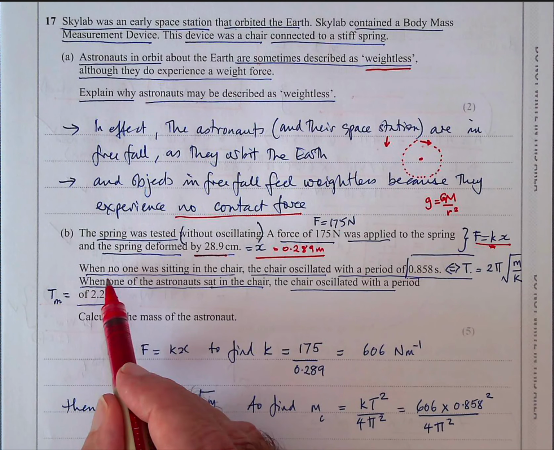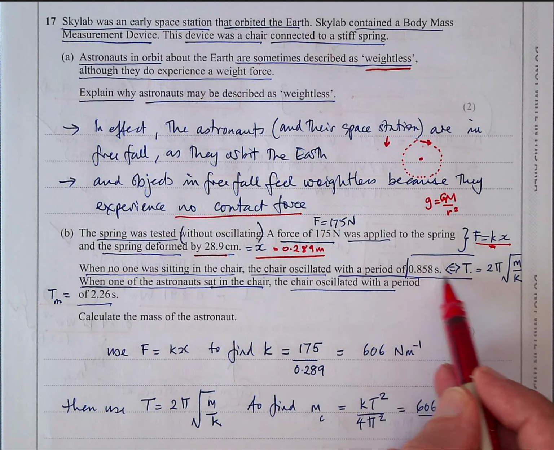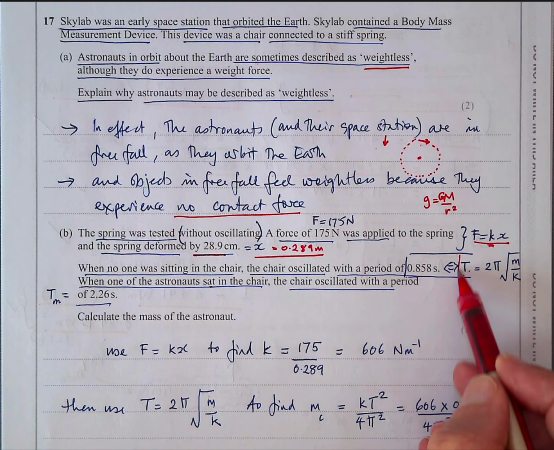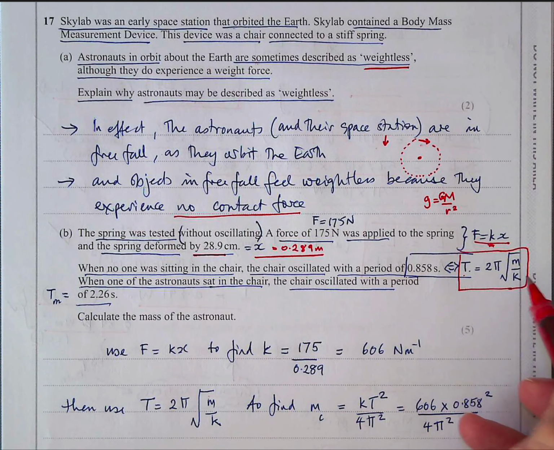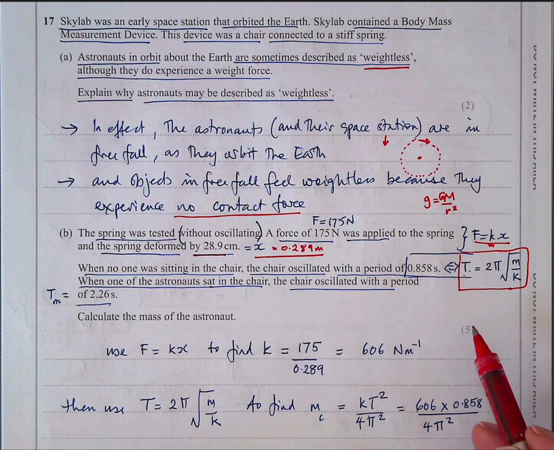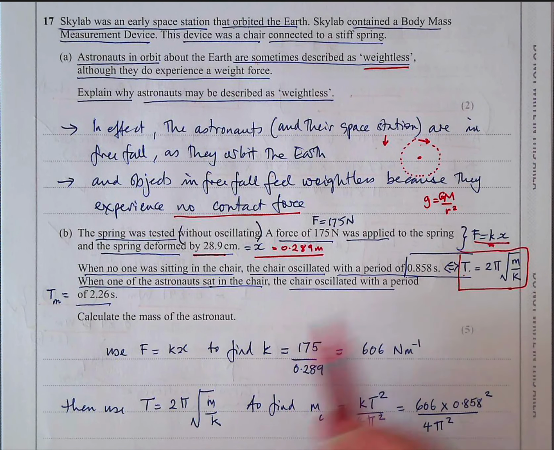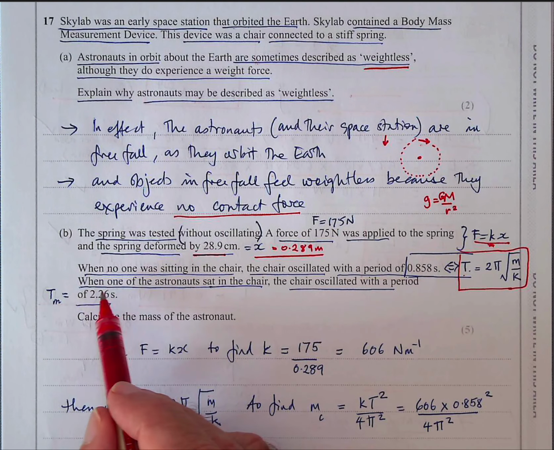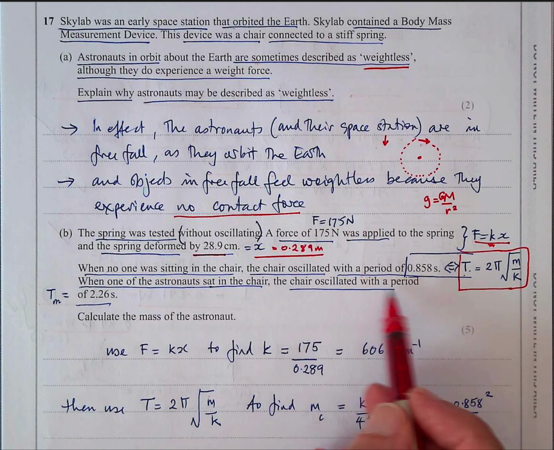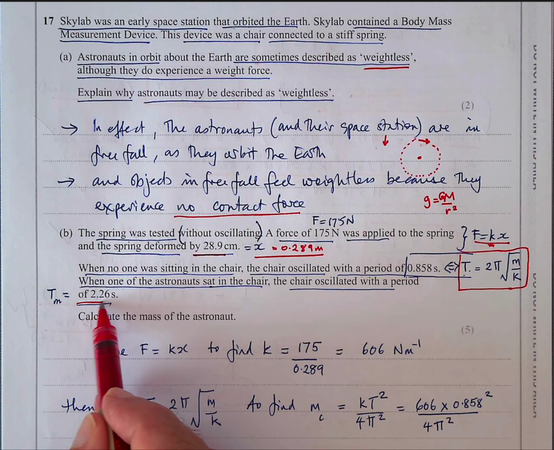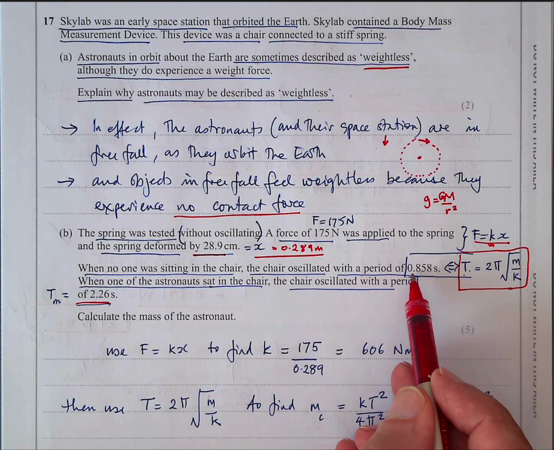Just thinking ahead. When no one was sitting in the chair, it oscillated with a period of 0.858 seconds. So we know T, and we know the equation for T is 2 pi root m over k. Very similar in form to the period of the pendulum. Instead of length and gravity, you've got mass and k. Well, k is the equivalent of a force, or kind of. All right, so when one of the astronauts sat in the chair, it oscillated with a period of T equals 2.26 seconds. Okay, so when no one was sitting, it was a period less than 1 second.